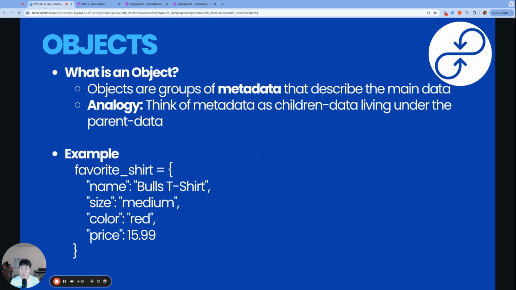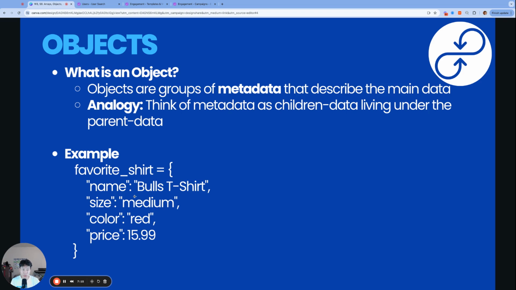Moving on to objects. So if arrays are lists, then objects are groups. Objects are groups of metadata that describe the parent level main data. And metadata are like children data that live under the parent data, which is the main object data. So let's say we gathered information on the user's favorite shirt from our e-commerce website and stored it under a custom attribute called favorite_shirt. In this case, favorite_shirt is our parent data, or our main data is how I would describe it. And all these individual sub data is what I would call metadata or children data.